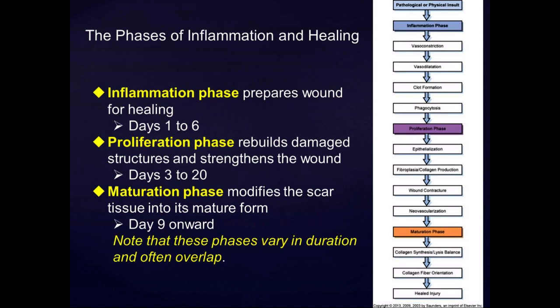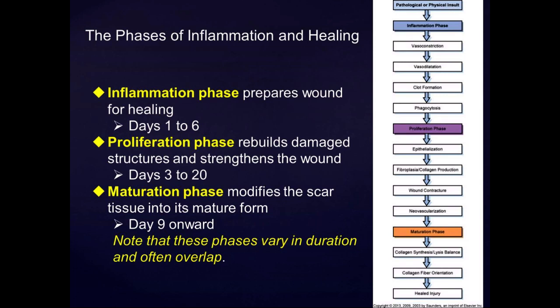The tensile strength of the scar is still low. It's as low as 15% of normal tissue strength. So there's a high potential for re-injury. So during this proliferation phase, it's a high protection phase. We need to make sure that the scar tissue is lying down in a functional way, but we're not putting a lot of stress on it at this point.